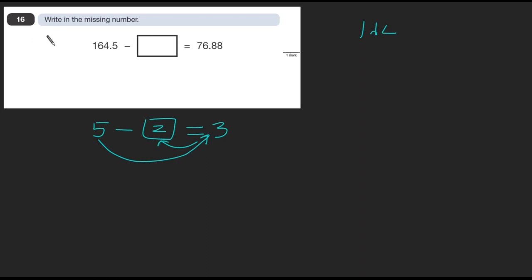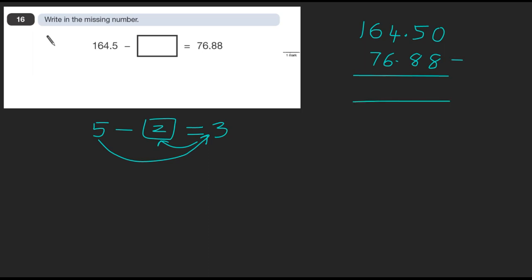Sometimes when I'm using this pen, my handwriting is not that accurate and clear. Forgive me, excuse that wobbly handwriting. 164.5, right, and take away 76.88, right? So put the 0 and we are going to take away.